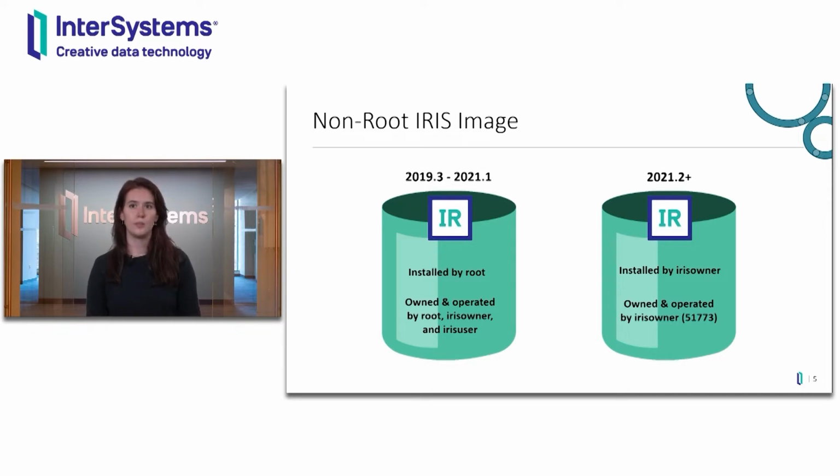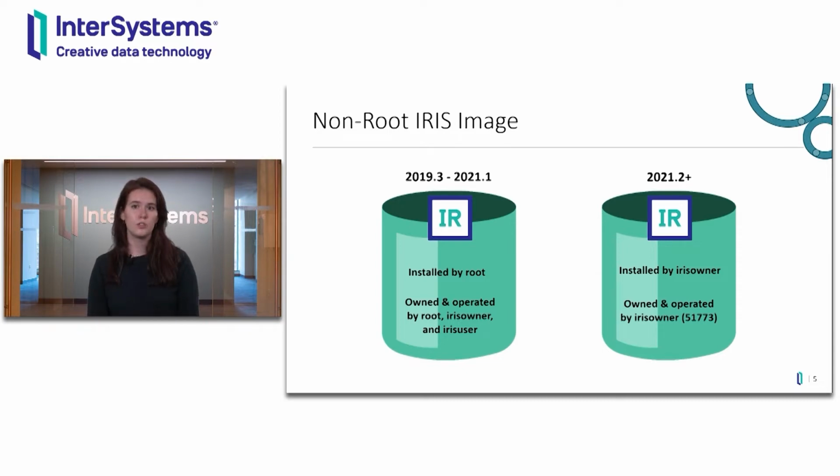Historically, our first IRIS images, circa 2018, were installed and operated by root. Then at the end of 2019, we moved to the scheme you see on the left and are likely running today. IRIS was installed by root, but files and processes were owned by our predefined users, irisowner and irisusr. This let us minimize the privilege for certain processes, but it's just incompatible with many security options that Kubernetes offers today, such as disallowing privilege escalation or defining exactly one user to own processes or file systems. I'll show you how you can enforce these settings when we get into the demo.